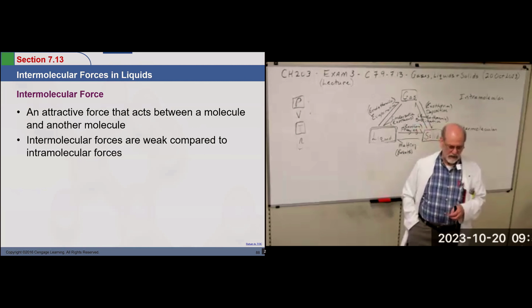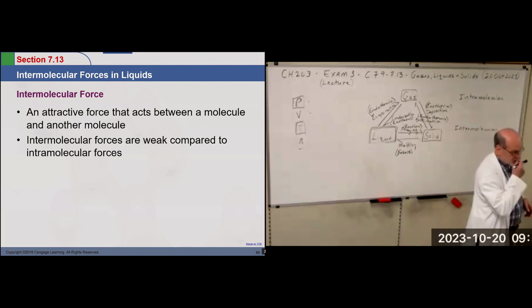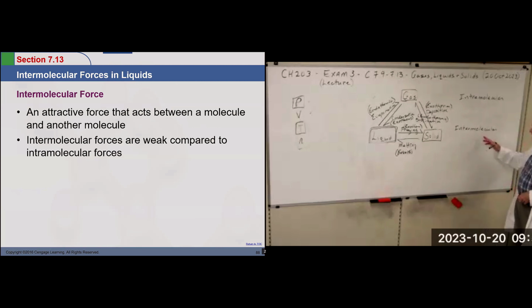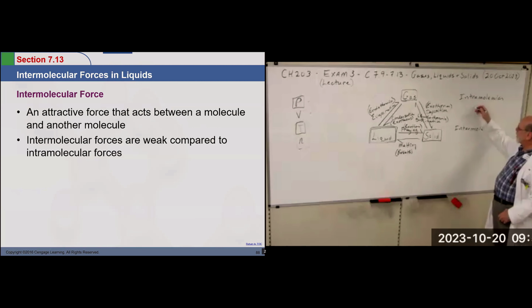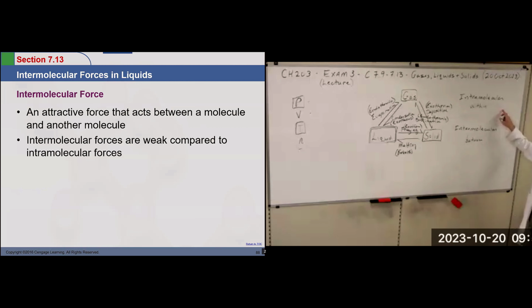Okay. Now, how about the strength of the forces? If these are within molecules holding the atoms together, and these are between molecules holding molecules together, which one should be stronger? You can take a wild guess if you want. Let's see. Yeah. Which ones? Within should be stronger. Yeah.